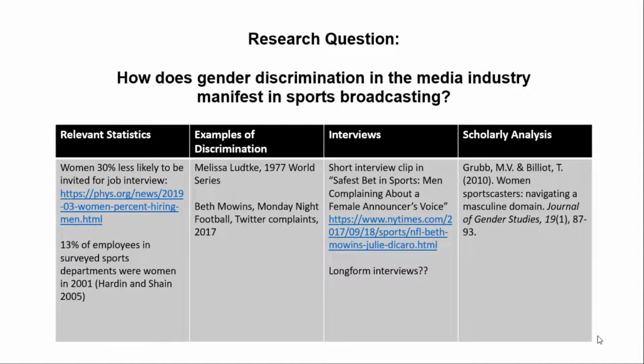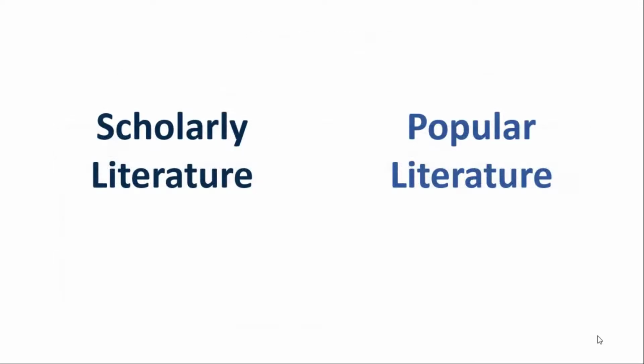When it comes to your research, it's important to ask, what information is already out there? And what information will you need to gather on your own, with interviews, surveys, or experiments? Gathering relevant scholarly and popular literature on your topic will help you to answer these questions.